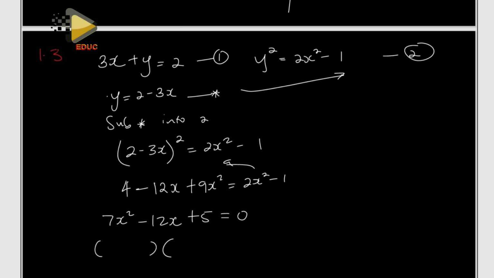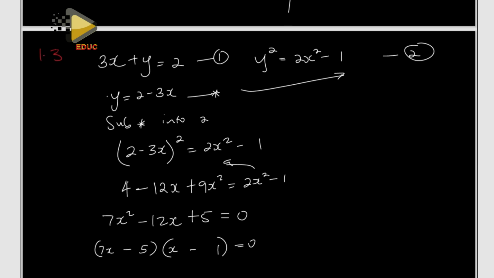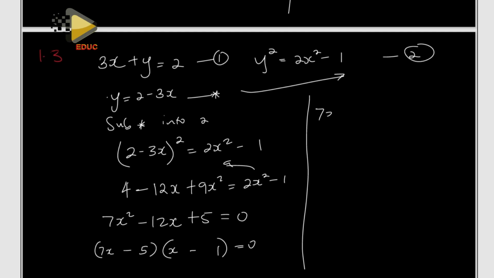I can factor this out. The numbers that I multiply to give me 7x squared are 7x and x, and 5 is 1 and 5. Wait, 7x squared minus 7x minus 5. It's perfect. Or you can switch to the quadratic formula, no problem. Which means 7x minus 5 is 0, so x is 5 over 7, or x is 1. Then I just need to get these values and substitute them into equation star.